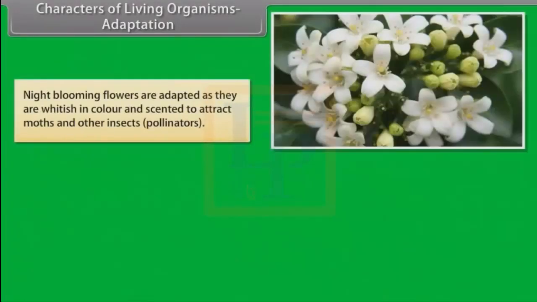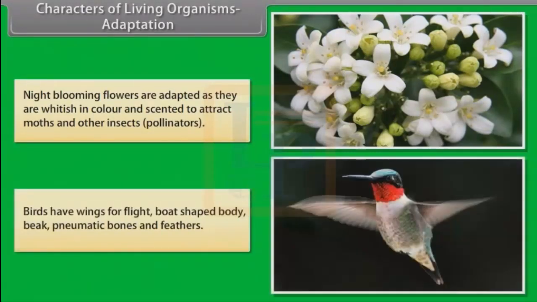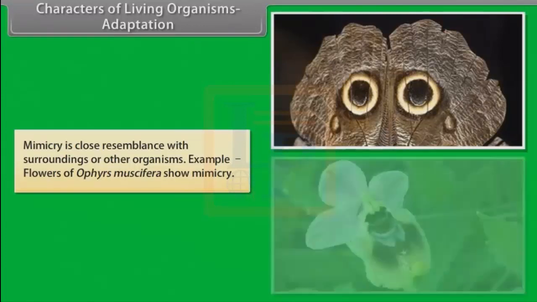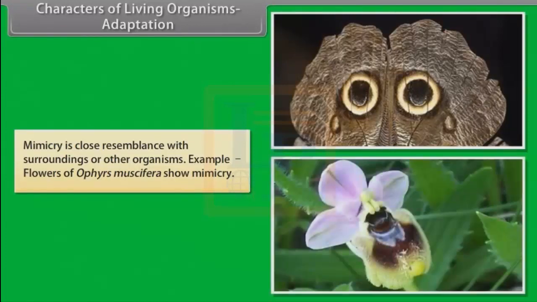Night-blooming flowers are adapted as they are whitish in color and scented to attract moths and other insects, pollinators. Birds have wings for flight, a boat-shaped body, beak, pneumatic bones, and feathers. Mimicry is close resemblance with surroundings or other organisms. Example: flowers of Ophrys muscifera show mimicry.